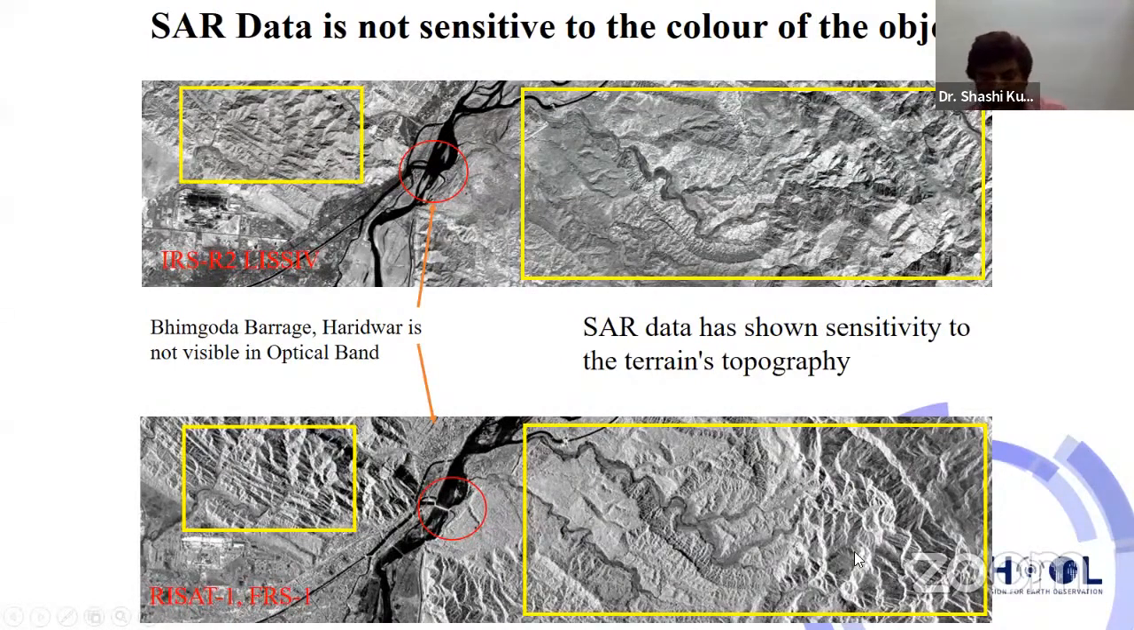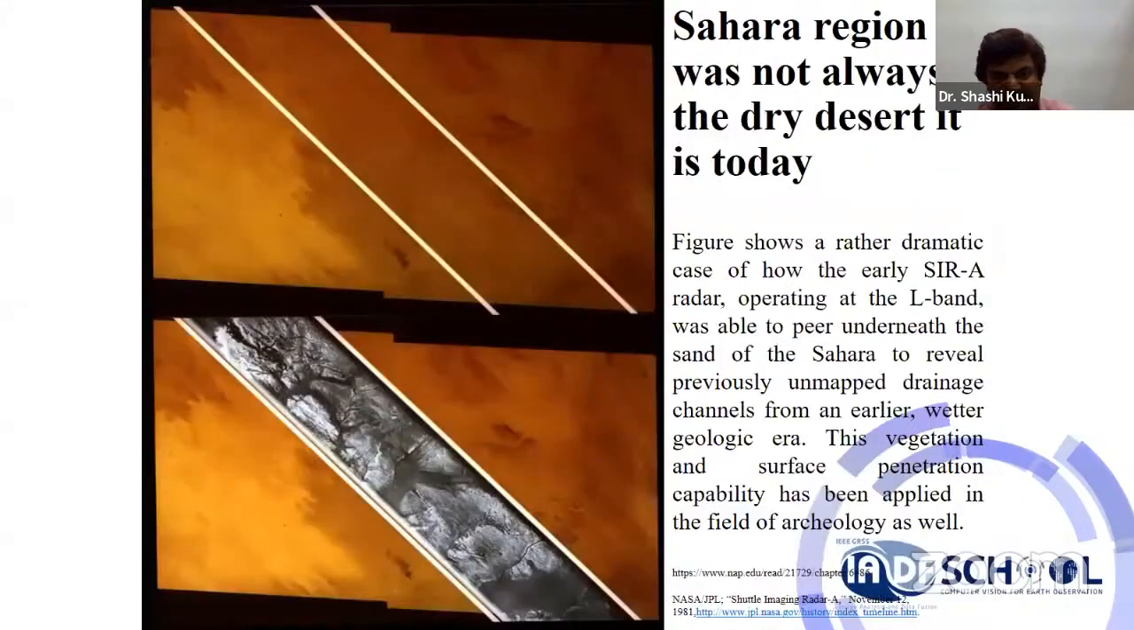Similarly, if you see the topography of the hilly terrain, here also the complete variation in the topography could be easily seen, which is not visible in the optical multispectral data set. Similarly, in the left side image also, you can see similar information, like enhanced terrain topography is highlighted in the SAR data set. So these are the two advantages we have seen in the feature identification.